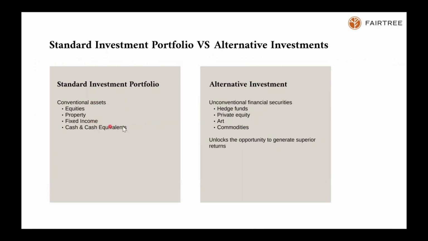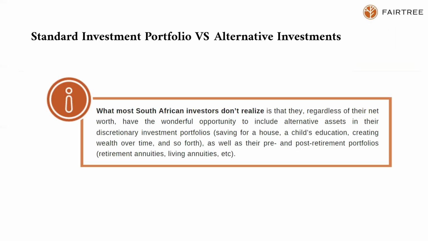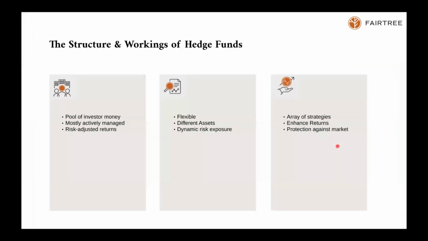While most investors have a fair understanding of traditional asset classes, like equities, property, fixed income, and cash, they tend to be unfamiliar with alternative asset classes. Alternative assets can be best described as a range of unconventional financial securities to invest in, which include hedge funds, private equity, commodities, and even art. Including these assets in an investment portfolio unlocks the opportunity to generate superior returns and can also support social and environmental innovation. What most South African investors don't realize is that they have the wonderful opportunity to include alternative assets in their discretionary as well as their pre- and post-retirement portfolios.